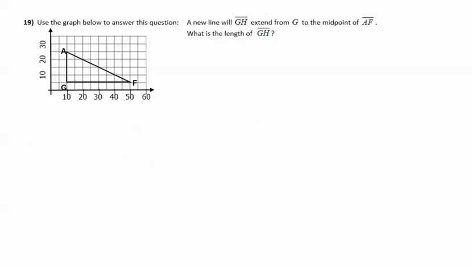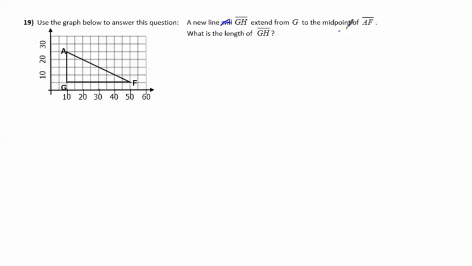In this next problem, they're asking you to use the graph here to answer the question. A new line GH will extend from point G to the midpoint of AF. So there's going to be a line going from G somewhere to the midpoint of line AF. What is the length of that line?